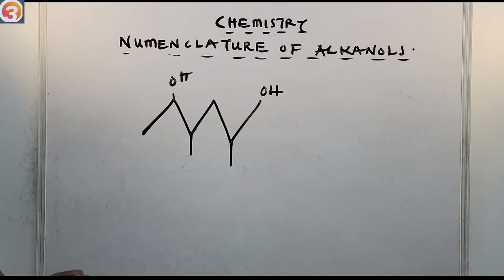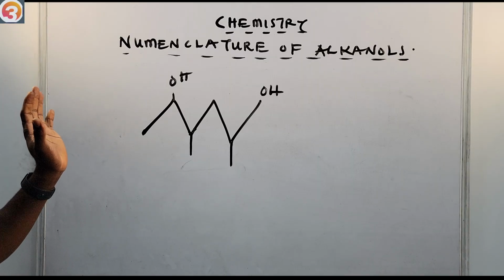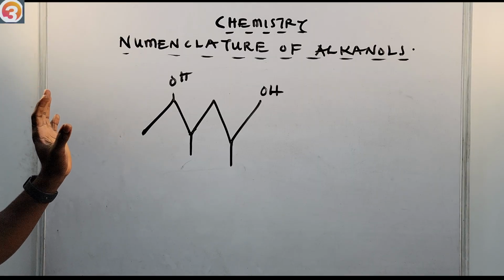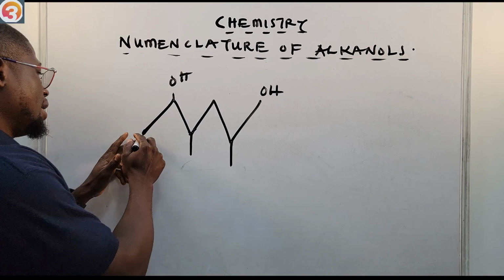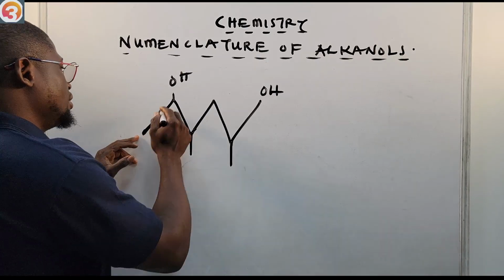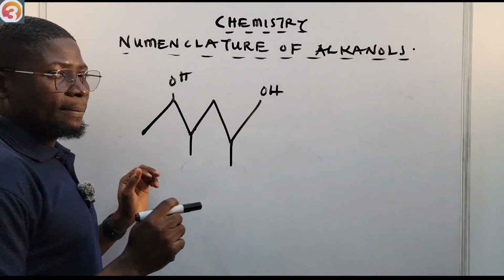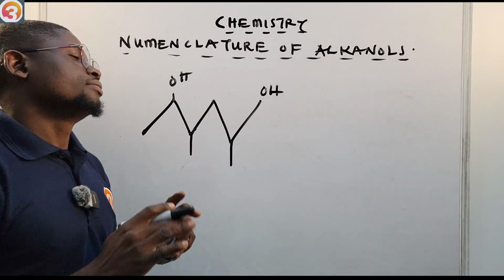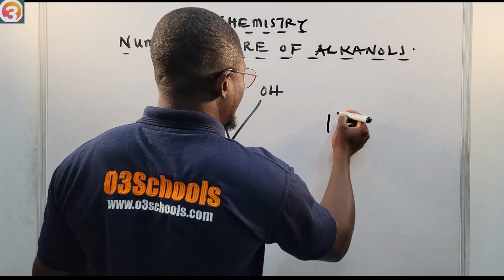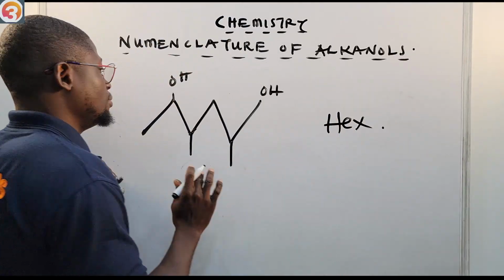All right, now what do we do? First of all, locate the longest continuous carbon chain, the longest chain of continuous carbon atoms. If you number from right to left, 1, 2, 3, 4, 5, 6, we have 6 carbon atoms. That is hex. Let's keep that one by the side. Hex, so 6 carbon atoms.